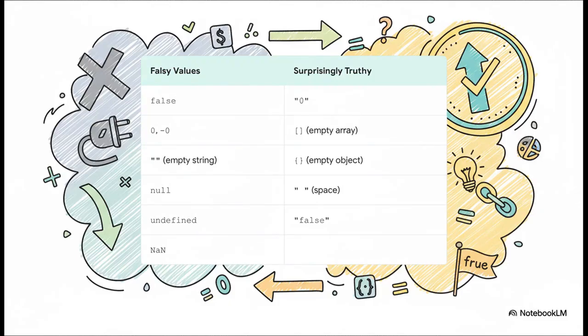So take a look at this. The list of falsy values is actually pretty short and specific. You've got false itself, the number 0, an empty string, null, undefined, and NaN. That's basically the whole list. Everything else in the entire language is considered truthy. And this is where things can get tricky. Look at the right side. An empty array or an empty object. They're truthy. Even a string with just a space in it is truthy. This is a super common trip up for developers, so it's a really important one to remember.